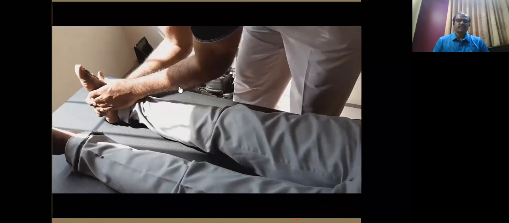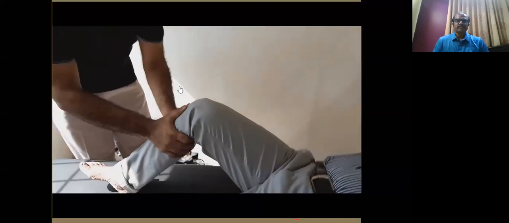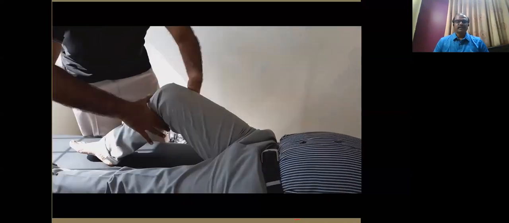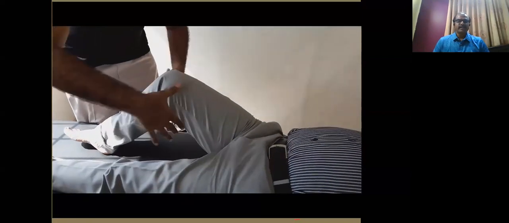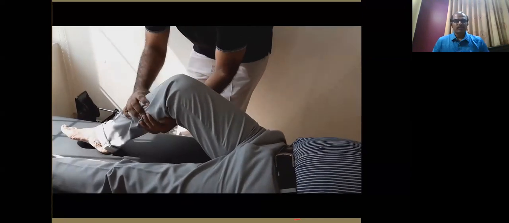So this is inversion, eversion of the foot, which is also called longitudinal cephalon and cauda. Then you can do various degrees of AP and PA glide. I've just done it 30 or 40 degrees. And then we have the lateral glide and the medial glide, depending upon the pain, and then the rotation. When you do rotation, you have to remember we do around 15 degrees of rotation of the tibia.